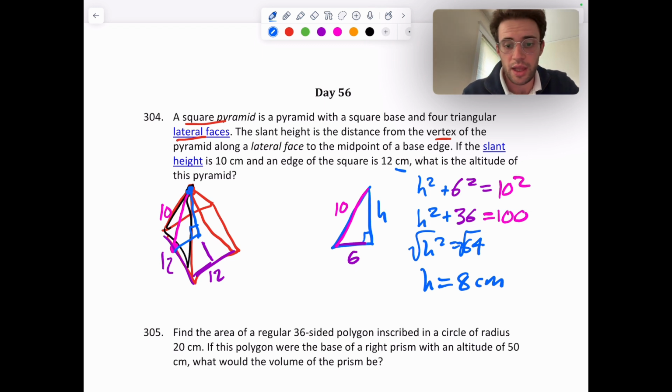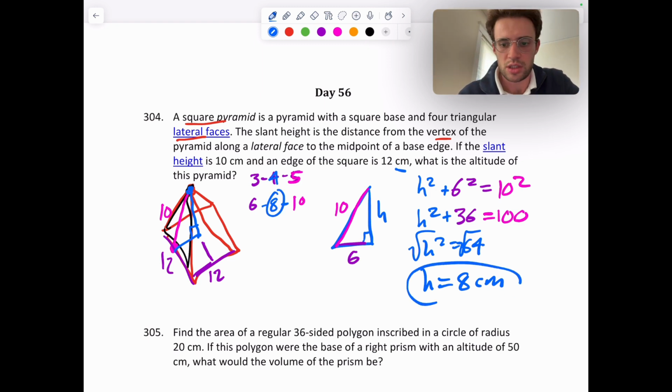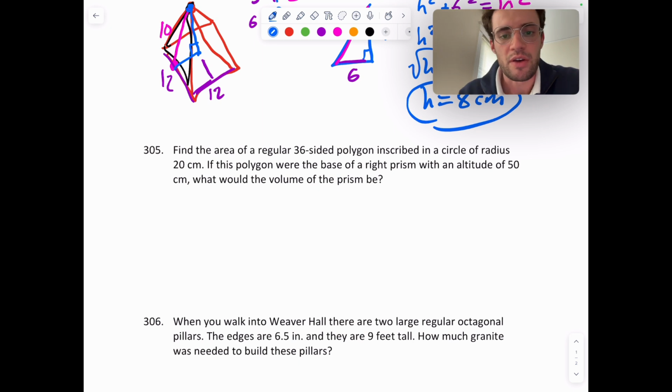You could also realize that if it's a right triangle, it might be a Pythagorean triple. In this case, 3, 4, 5, our most famous Pythagorean triple, is just being scaled up by a factor of 2. So 3 times 2 is 6, 5 times 2 is 10, which means the other leg should be 4 times 2, which is 8. So that's just a 3, 4, 5 scaled up by 2, which would also get us to 8 centimeters. So that's our answer.